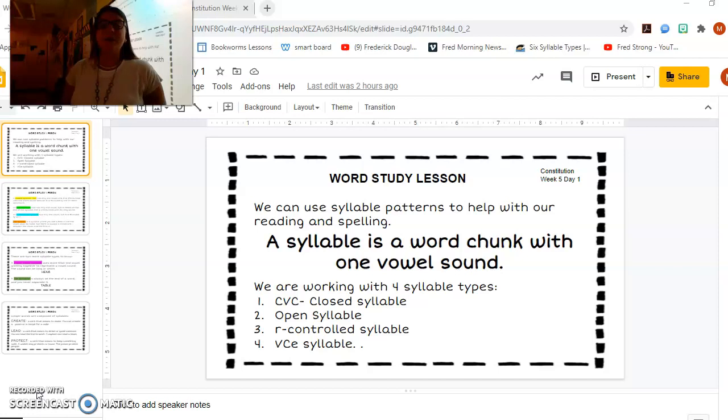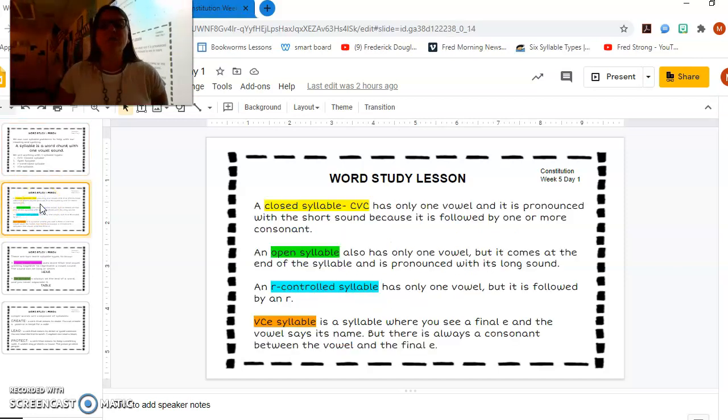We can use syllable patterns to help with our reading and spelling. We know that a syllable is a word chunk with one vowel sound. We talked about 4 different syllable types: closed syllable, open syllable, R-controlled syllable, and VCE syllable. So let's look at the rules. How can we tell that we have a closed, open, R-controlled, or VCE syllable?